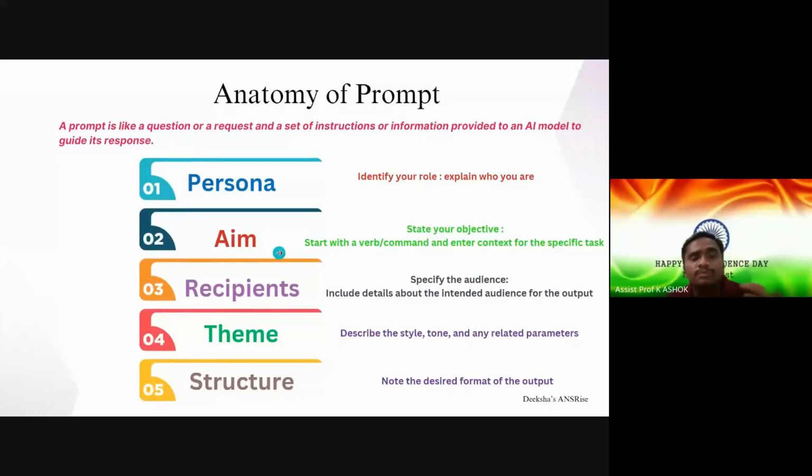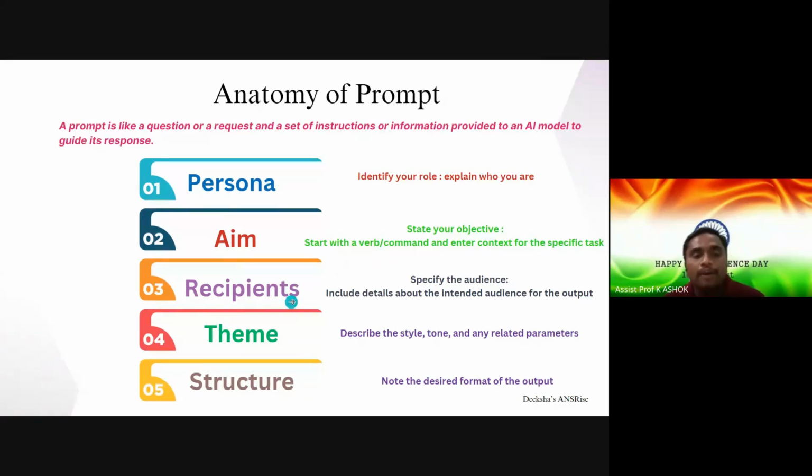Now after that, you should concentrate on the aim. What is your objective in asking the machine? State your objectives. What are you going to do? What is your specific task? I want to design this one. I want to do this one. Or maybe I want this code. I want to write some notes. You have to be very clear about this.